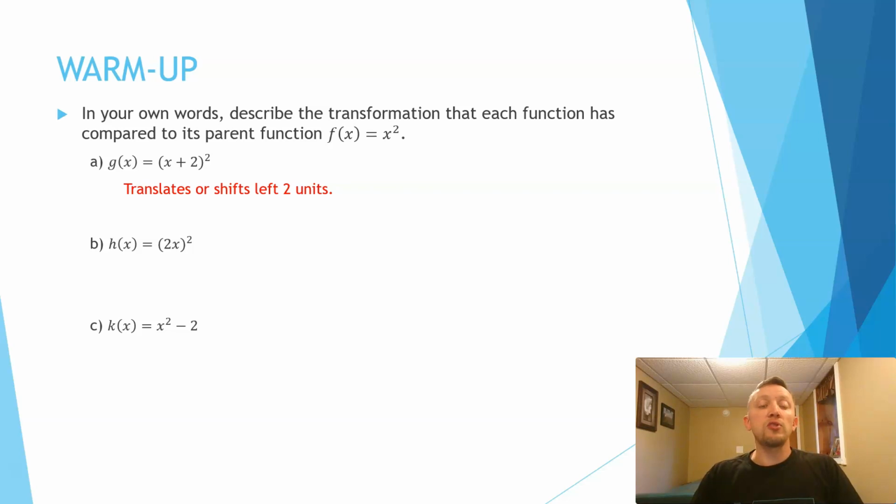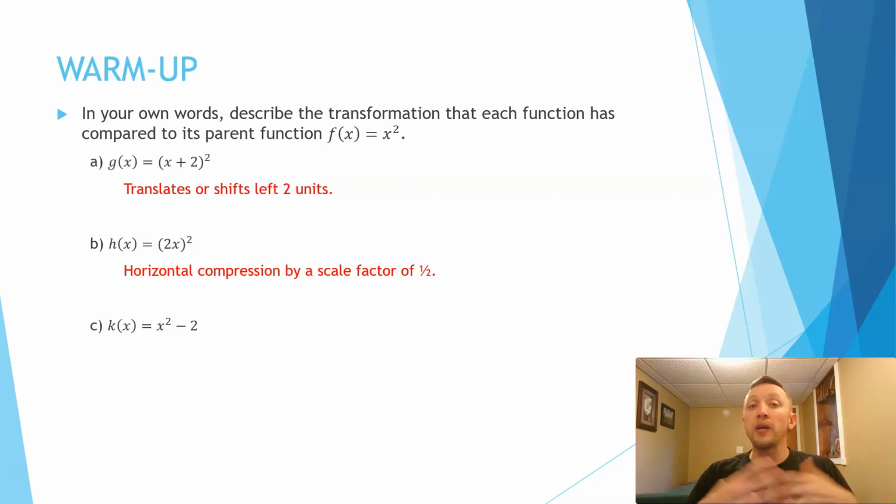Secondly, we have 2 times x. Again, something happening directly with the x there. So remember, we do the opposite of what we would expect. And so this is referring to horizontally. Is it being stretched or compressed? Well, since it's bigger than 1, and it's happening directly with the x, so again, opposite of what you'd expect, it's going to be half the size of what we would have expected. It's compressed to be half the size.